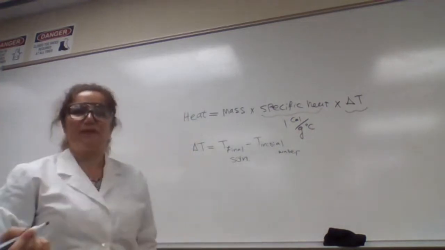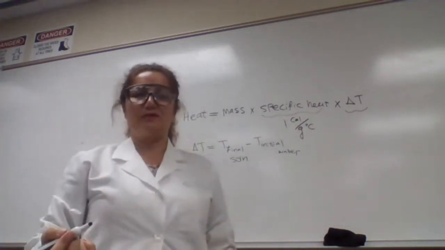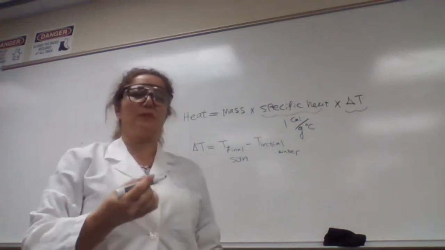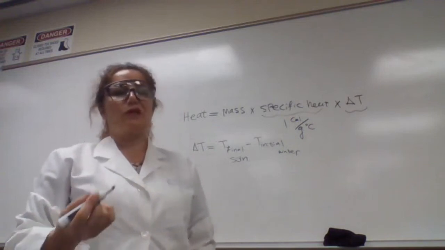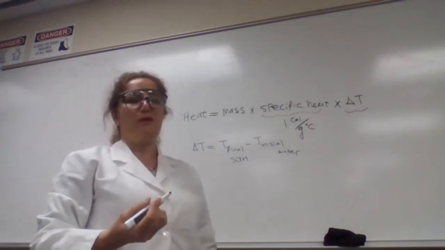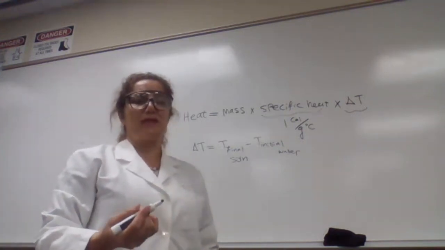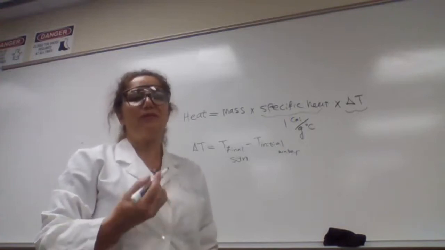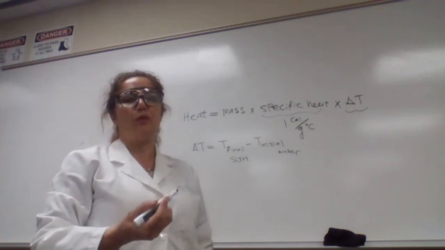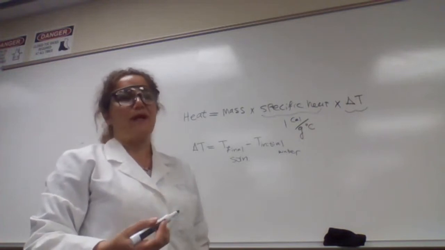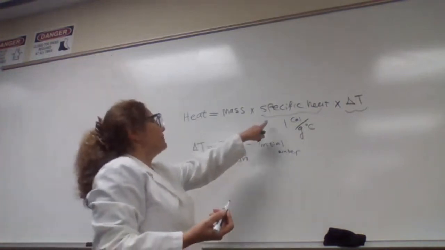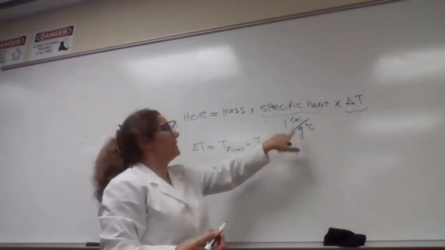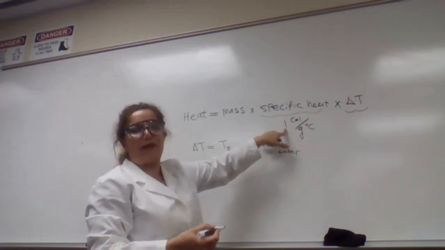What is a specific heat? A specific heat is the amount of heat needed to increase the temperature of 1 gram of a substance by 1 degree Celsius. So if we have 1 gram of water at 10 degrees Celsius and we want to increase the temperature to 11 degrees Celsius, for every gram of water, we need 1 calorie of heat. With 1 calorie of heat, we can increase the temperature of 1 gram of water by 1 degree Celsius.